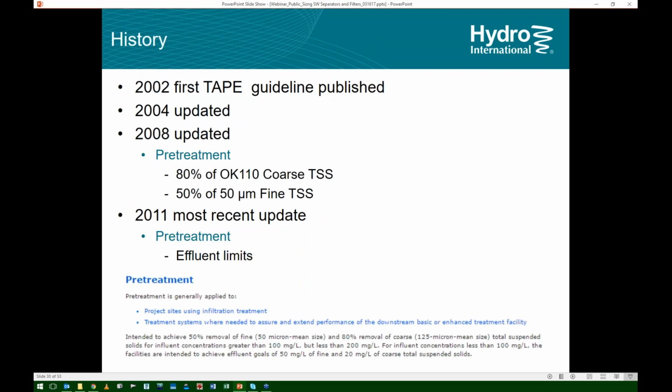There are a few problems. When we look at Washington, it was first, I think around 2002, the TARP guidelines were published. It's been updated a couple of times. In 2008, it required for pretreatment 80% removal of OK110, which is your fine to coarse sands sort of thing, and 50% removal of fine material, 50 micron. Now that was a pretty good standard. In 2011, it was further updated, basically around pretreatment to reach certain effluent limits.